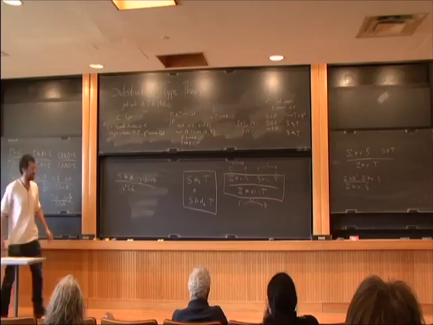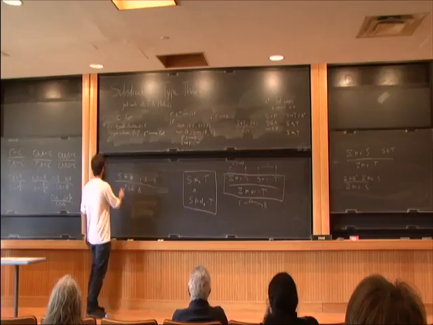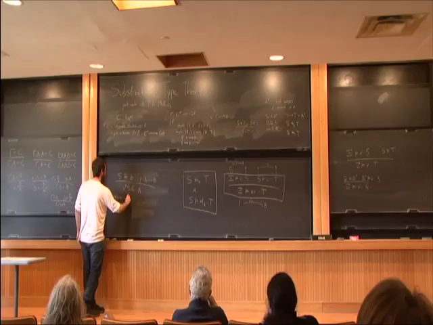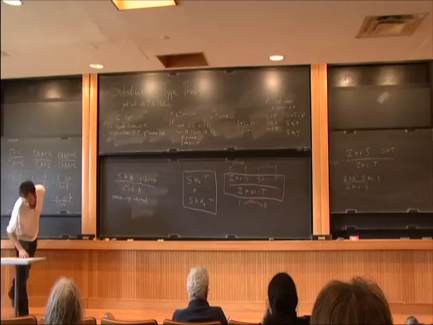V star of S refines A. So, you know, call this an inverse image refinement, because intuitively it corresponds to taking an inverse image.